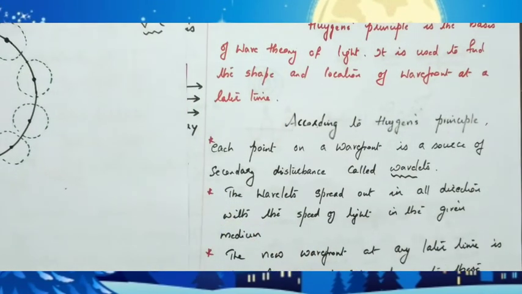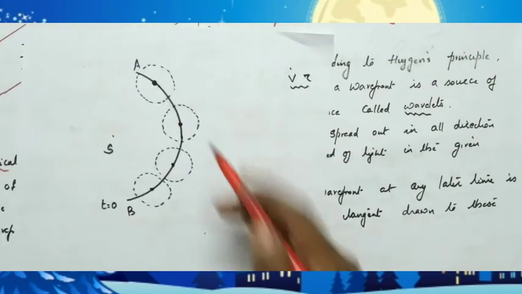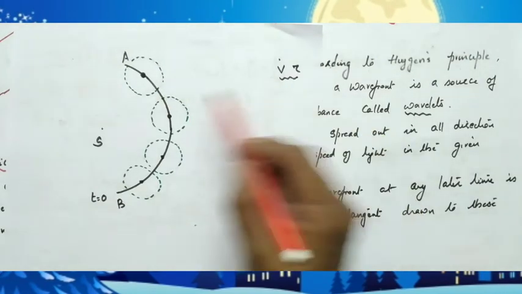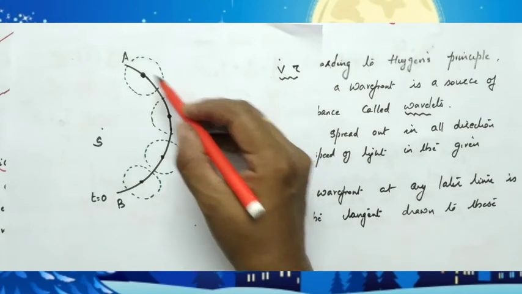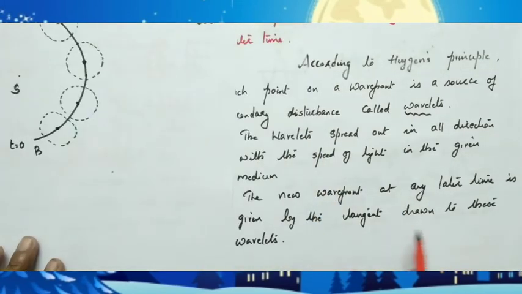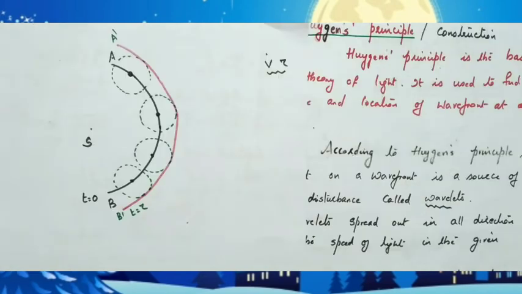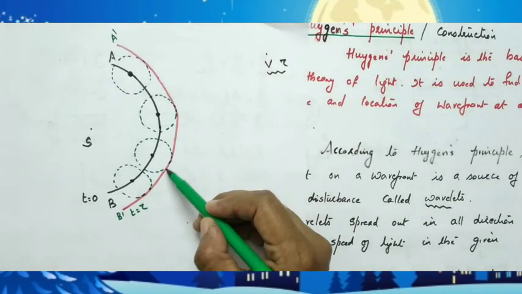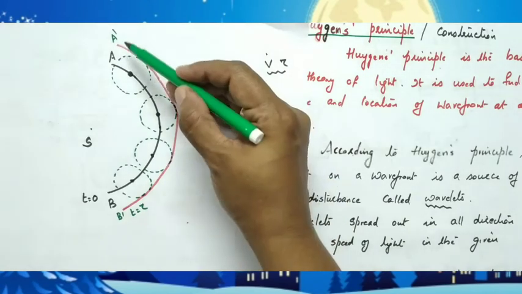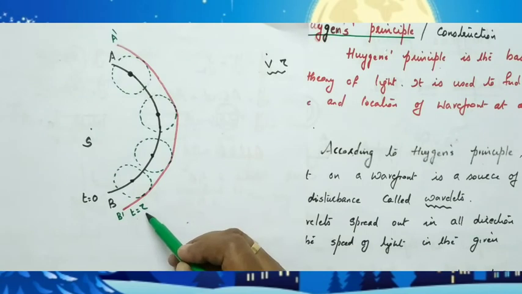The new wavefront at a later time is given by the tangent drawn to these wavelets. So these are the wavelets. With v tau as the radius, we have drawn a number of spheres, and if we draw a tangent to these spheres, that gives the new position of the wavefront. The new wavefront at any later time is given by the tangent drawn to these wavelets like this. So these are the tangents. Draw the tangent to these spheres and join the tangents, and we get the new position of the wavefront at time t equal to tau.